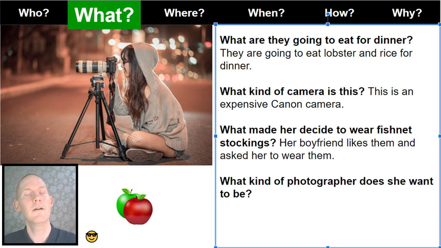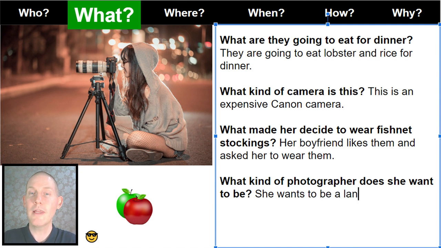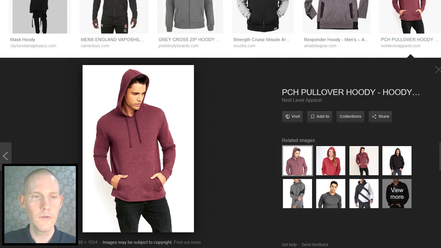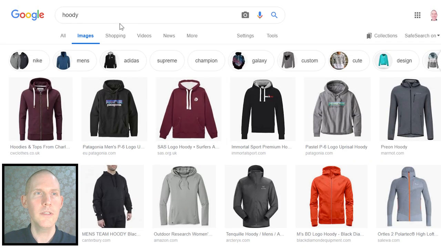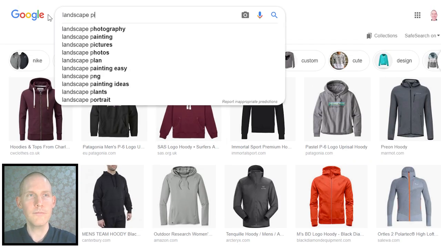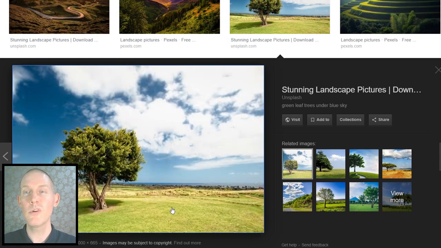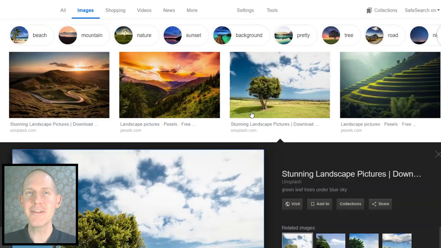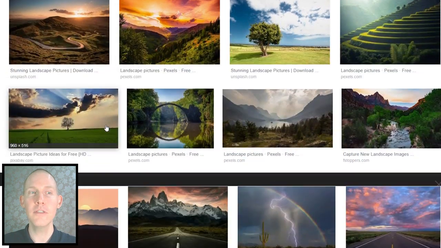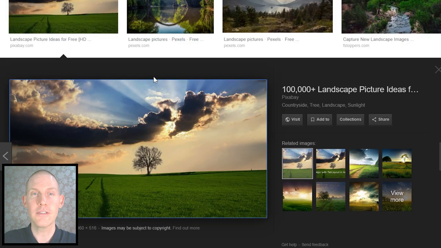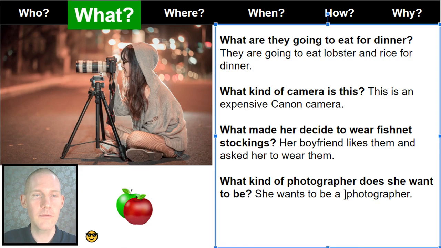Maybe we could say she wants to be maybe a landscape photographer, right? And what is landscape? Well, let's take a look at Google. All right, there's the hoodie. Let's take a look at landscape pictures, right? Oh, so beautiful. So a landscape is more like the land, right? We're not really seeing people. It's just the earth and, you know, the beauty of earth and stuff, I guess. All right. So maybe she wants to be a landscape photographer. Let's go back.